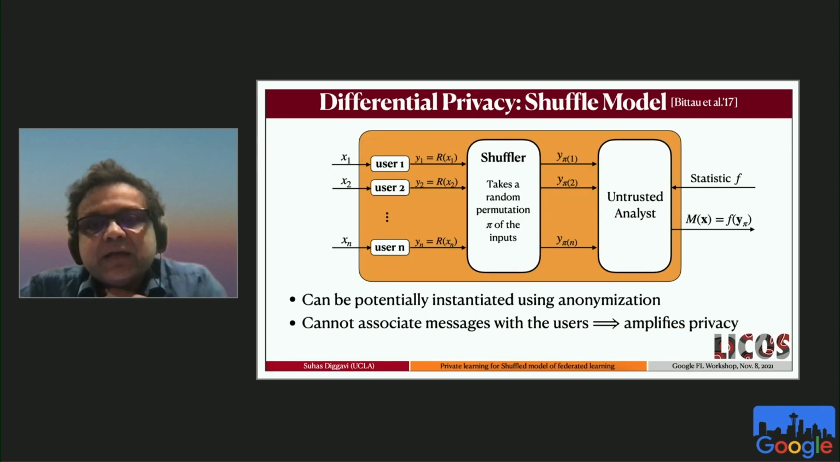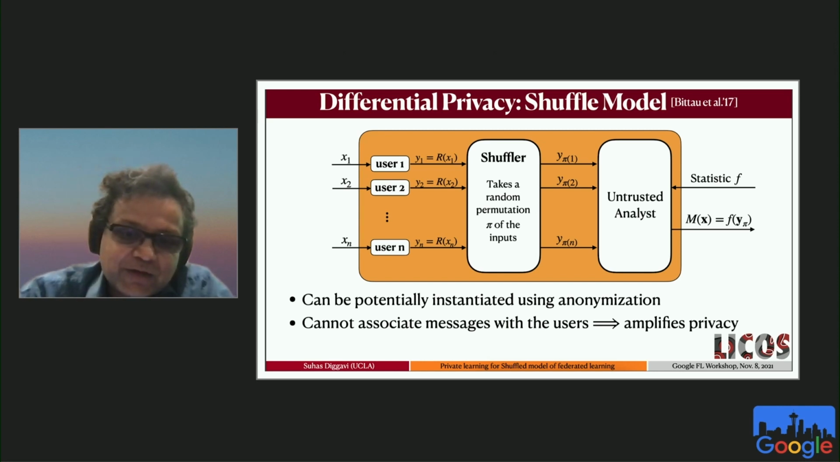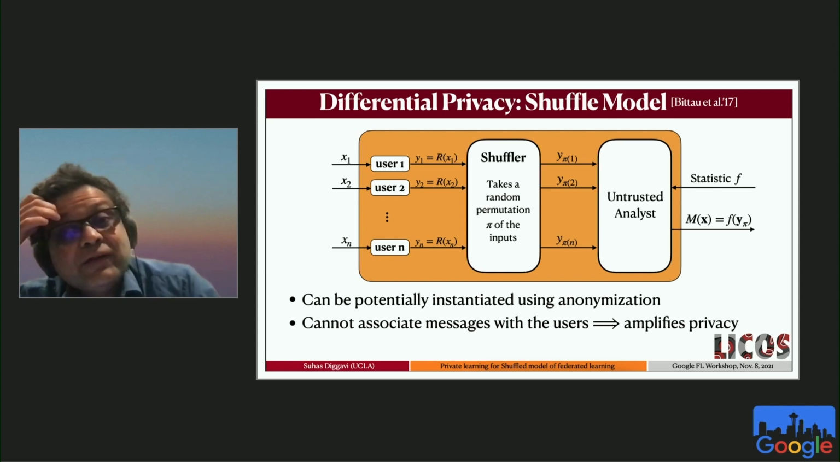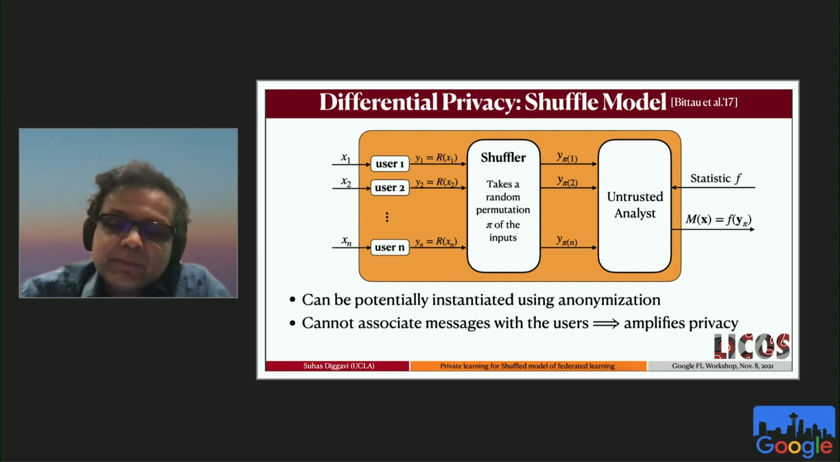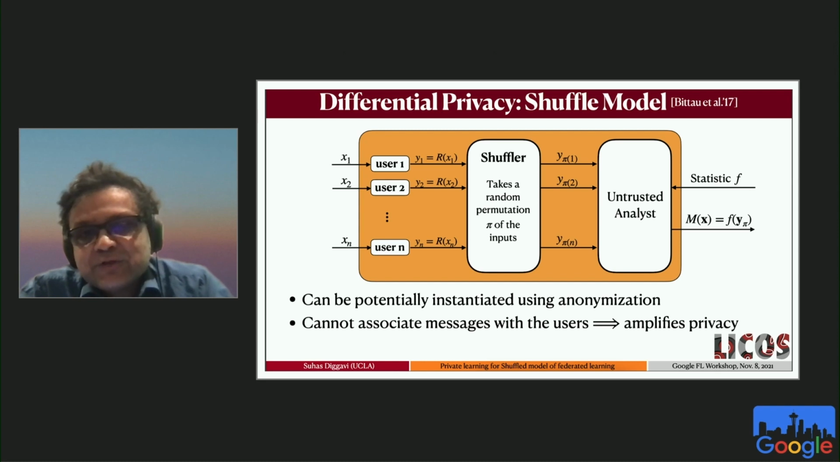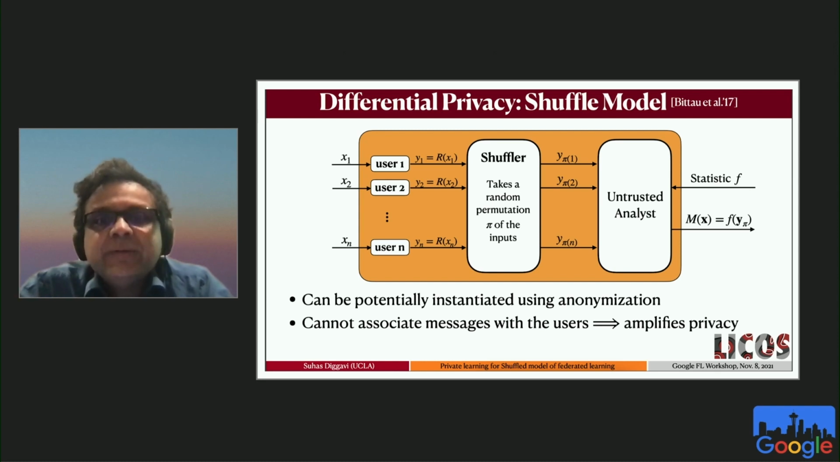Next slide, please. So this is related to the talk that Albert also gave about shuffling, and this is work that has been done for the last 3 or 4 years, which is a very powerful line of work on using anonymization and therefore shuffling for privacy. The idea is to present a random permutation to the untrusted analyst. This can be done potentially through anonymization or many other mechanisms. But for the purposes of this talk, we assume that there is a trusted shuffler which interfaces between the users and the untrusted analysts. Next slide, please.